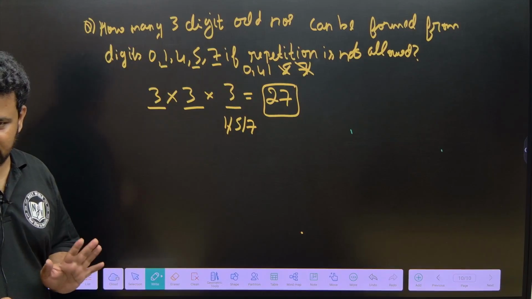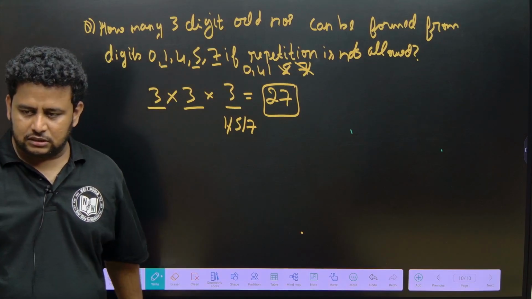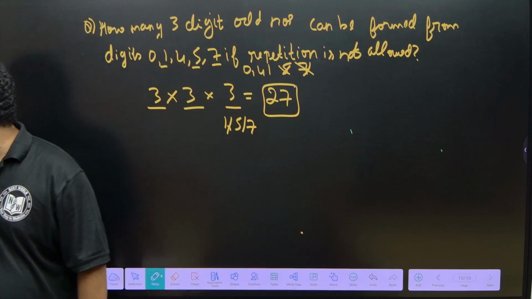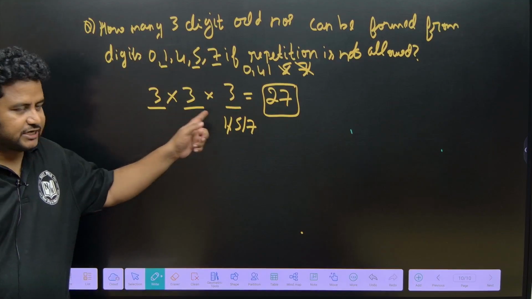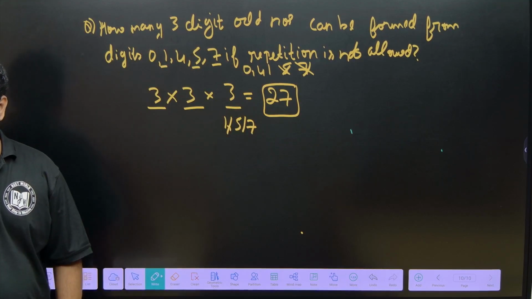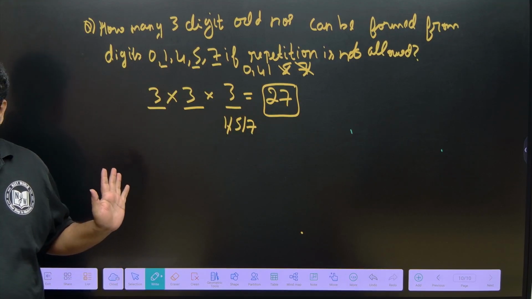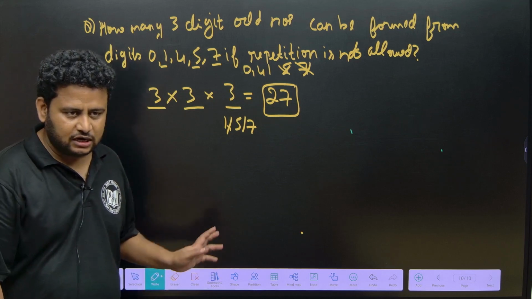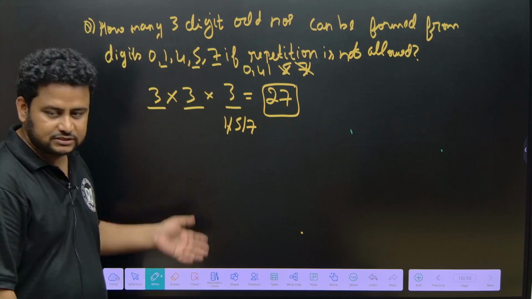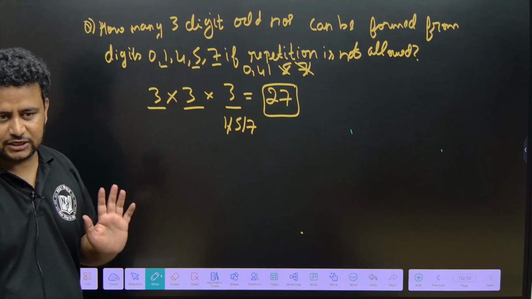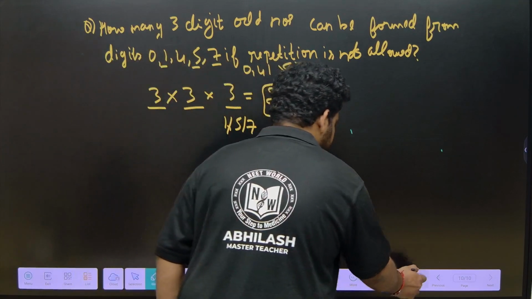Understood clearly? I hope some concepts are clear now. So definitely this is 3 into 3 into 3, that is 27. Got it? Clear? Okay. Let us do some more questions, and after that we will wind up. First, let us do some more questions so that we get some continuity. So let us see the next question.